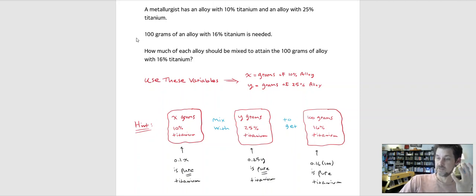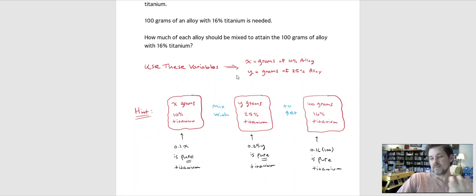So first we understand the situation, right? Then the question is, how much of each of these starting alloys, 10% and 25%, should we mix to attain that 100 grams that's 16%? It makes sense that if you mix these two together, you'd get some concentration between 10 and 25%. So getting a 16% mixture seems entirely possible.